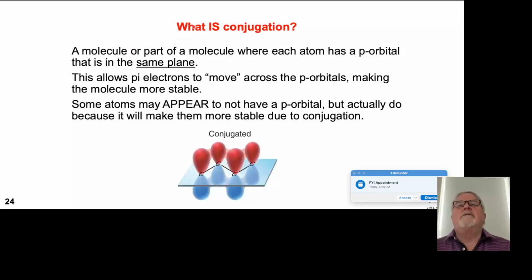Okay, so now we're used to the theory that we typically are thinking about when we draw these Lewis structures, which is valence bond theory. What we're going to ask now is, can we use molecular orbital theory to explain conjugation and its stabilization? So a molecule or part of a molecule where each atom has a p orbital that is in the same plane. These are all in the same plane. They're sticking up above the plane. They can communicate. This allows the electrons to move across all of those p orbitals, making the molecule more stable.